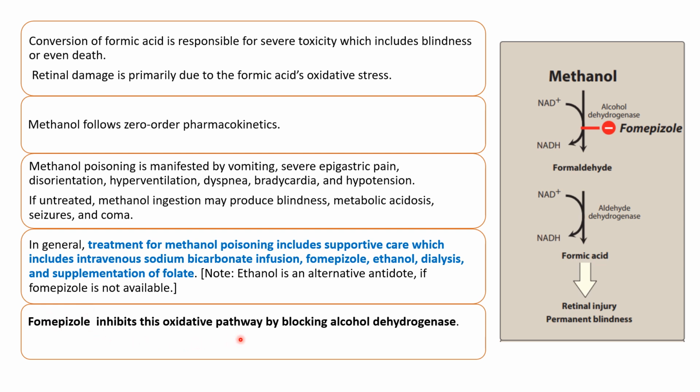Fomepizole inhibits the oxidative pathway by blocking alcohol dehydrogenase. So the antidote for methanol poisoning is fomepizole. So here you can see the step where fomepizole acts. Fomepizole inhibits the oxidative pathway, this oxidative pathway, by blocking alcohol dehydrogenase.